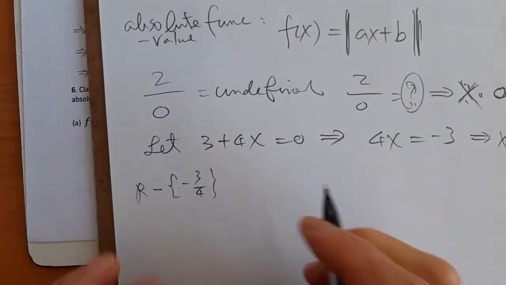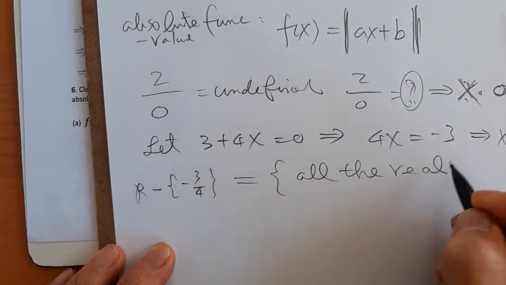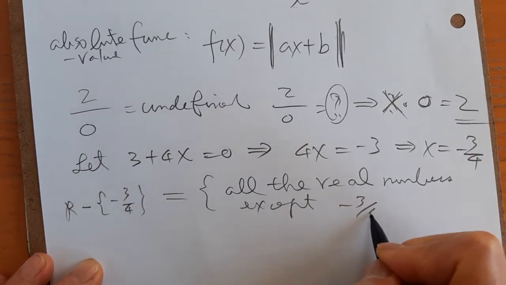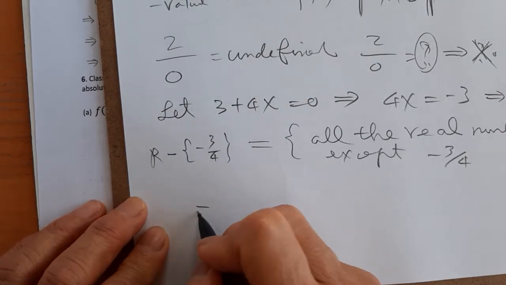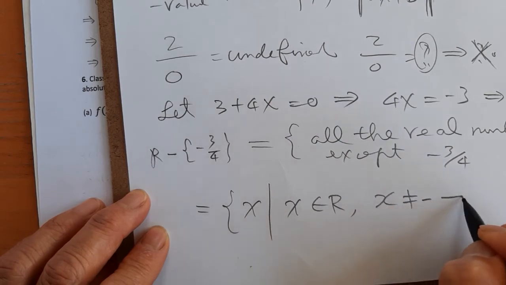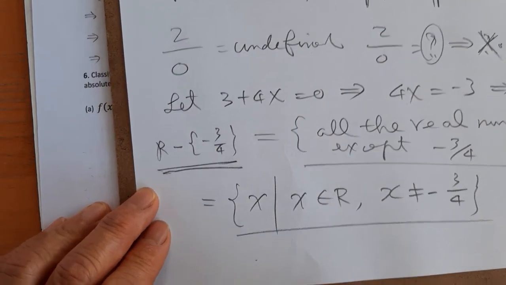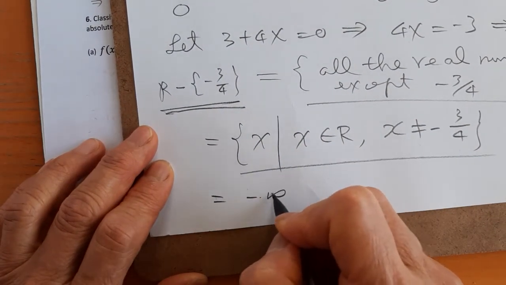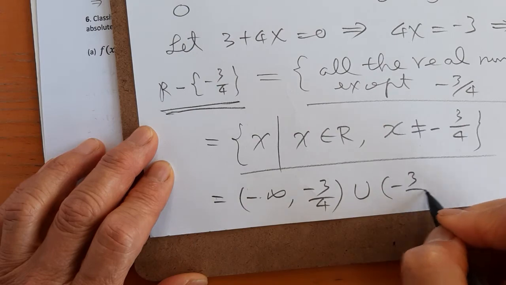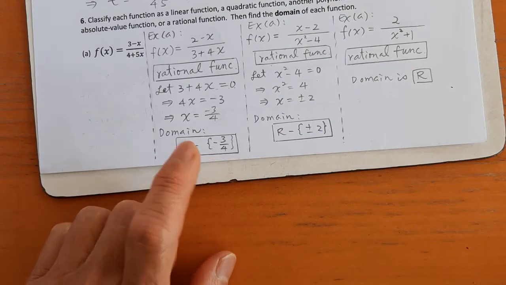You also can say it is all the real numbers except -3 over 4. And you can write it this way: x such that x belongs to R and x is not equal to -3 over 4. You can write it this way or this way. You also can use interval notation, from negative infinity to -3 over 4, open, union with -3 over 4 to positive infinity. The simple way is to write it this way.